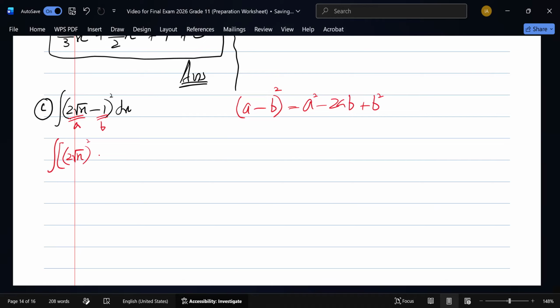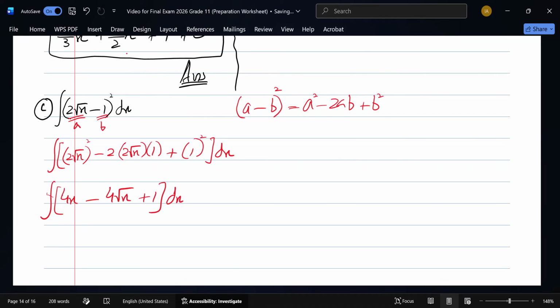Okay, expand, we're using the formula: a square minus 2ab plus b square. Remember, we didn't start integration, we are just preparing for the integration. It is going to be 4x minus 4 square root x plus 1, dx.